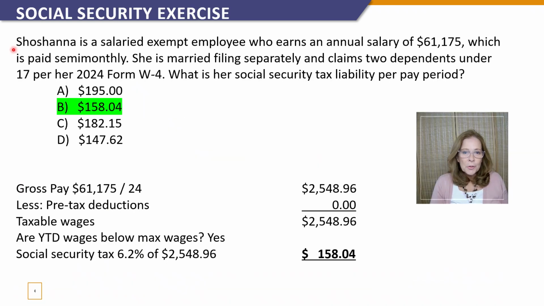Here's a Social Security exercise to practice the calculation. Shoshana is a salaried exempt employee who earns an annual salary of $61,175, which is paid semi-monthly. She's married, filing separately, and claims 2 dependents under 17 per her 2024 Form W-4. What is her total Social Security tax liability per pay period?